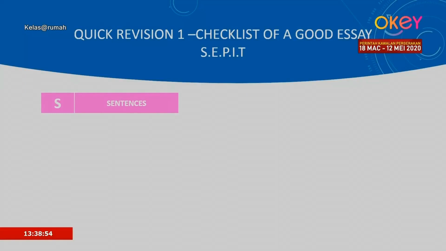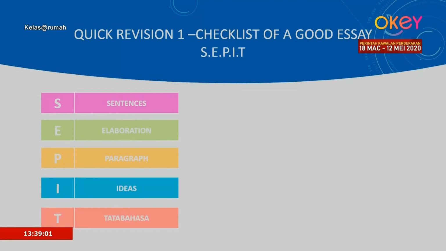There are 5 compulsory elements in a good essay. It can be easily remembered with the acronym SERPED. Yes, SERPED. S for sentences, E for elaboration, P for paragraph, I for ideas, and T for tata bahasa. Alright everyone, for sentences, students need to make sure their sentences are clear and accurate. At the same time, they need to use variety of sentence structures to convey their ideas.